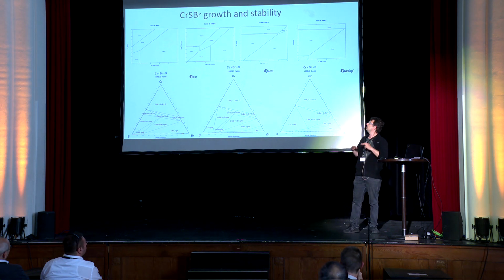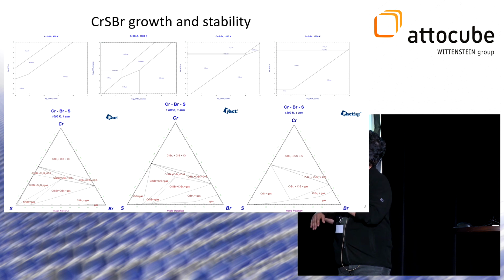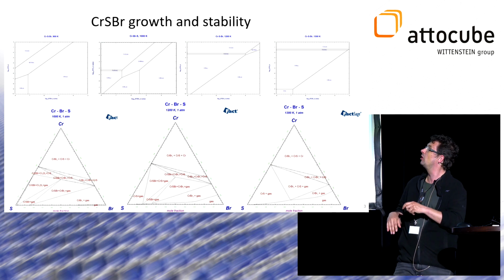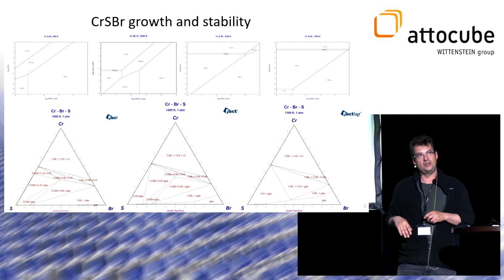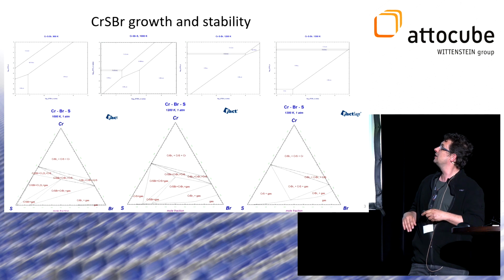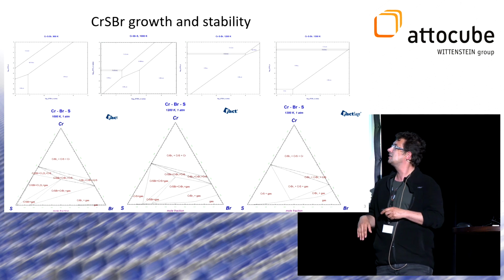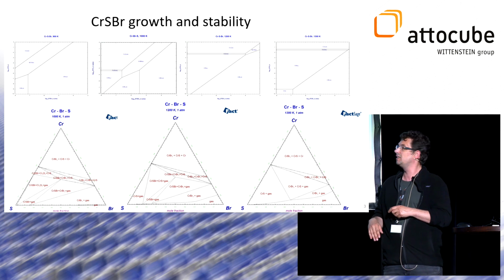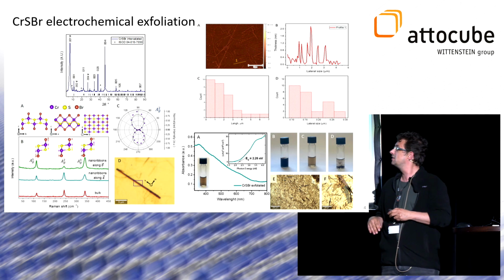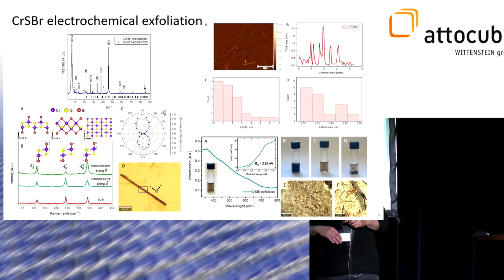So to keep a low-defect system during the growth of chromium sulfobromide, it is better to use as low a temperature as possible and keep as high a partial pressure as possible, not only of bromine, but also of sulfur, to avoid defects on the anion side. In this way, it is relatively easy to upscale the synthesis of chromium sulfobromide, and this allowed us to use it for various applications.